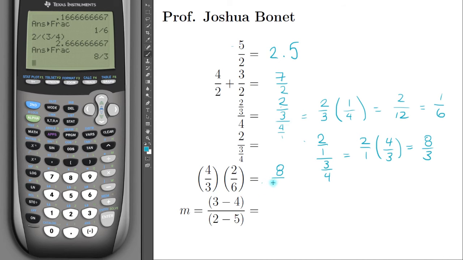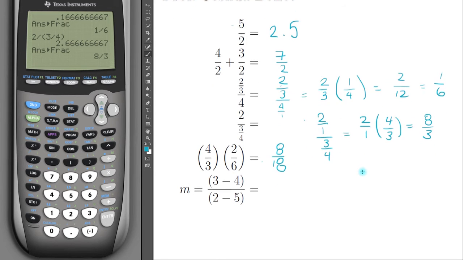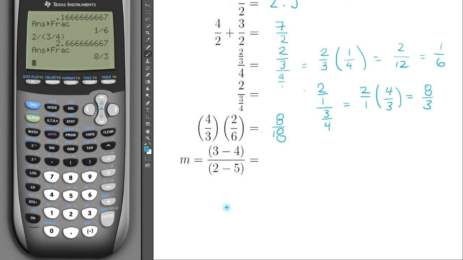3 times 6 is 18. And we can simplify that. 8 divided by 18. If we divide 8 by 2, we get 4. If we divide 18 by 2, you get 9. So 4/9. Now imagine I want to do that in the calculator, but I don't write parentheses.